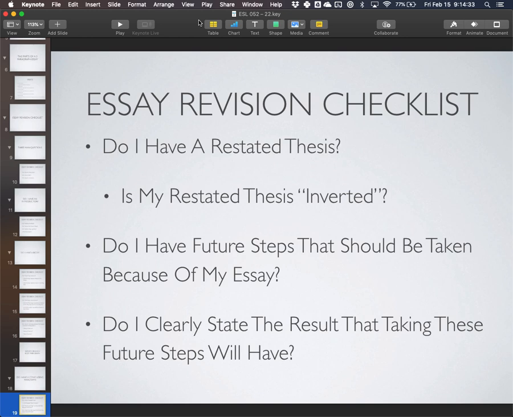You have to tell them why. What are we doing? So what? Why did we write this? Okay? Then the last one, clearly state the result that taking these future steps will have. So I think that everyone should take more pictures, like with the picture example, because pictures will bring people closer together. When people are closer together, we will be more patient and the world will become a better place.